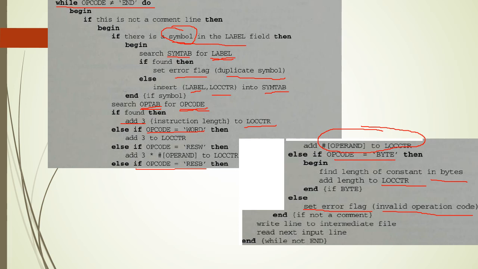Then repeat these statements for all the instructions of the program. Finally, write the line to an intermediate file, the object code for the intermediate line. Read the next input line, then repeat all these steps for the remaining instructions of the program.